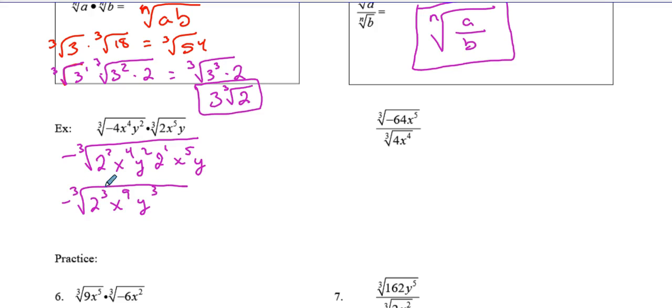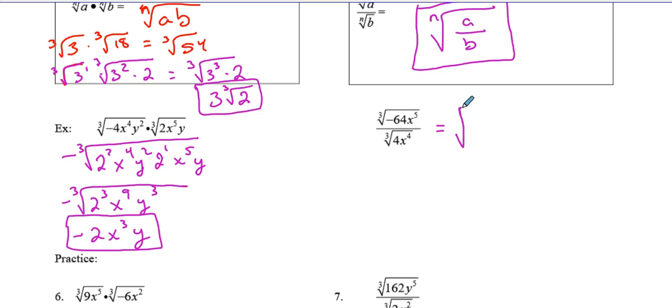Well, that's nice. They're all multiples of 3. So negative 2, x to the third, y. And there's my example. All right, so let's check over here.